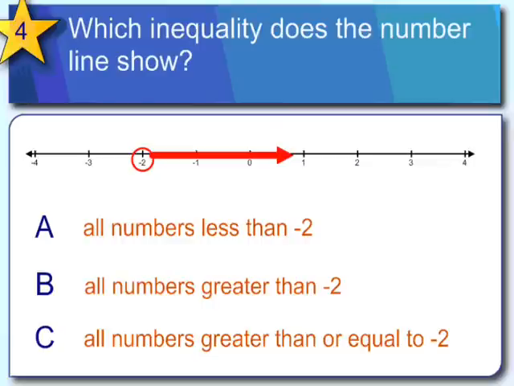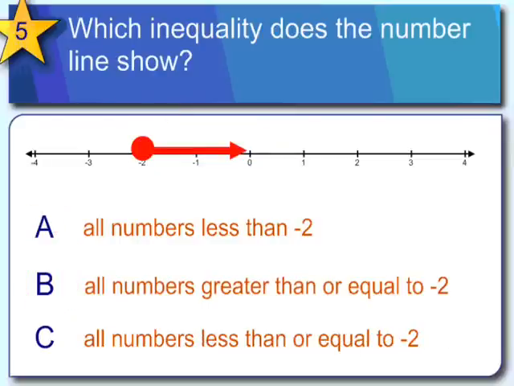Which inequality does the number line show? All numbers less than negative 2? I think the easiest way to do this, let's represent that with an inequality. So the arrow is pointing that way. It's negative 2. All numbers less than negative 2. Well, it's not choice A. All numbers greater than negative 2. And let's just double check C. All numbers greater than or equal to negative 2. That would be choice B. One last question.